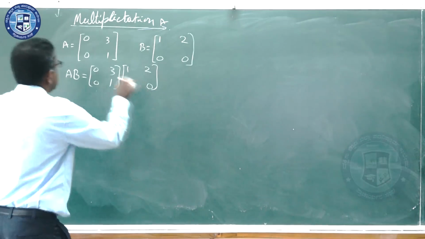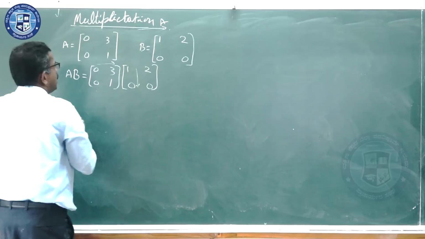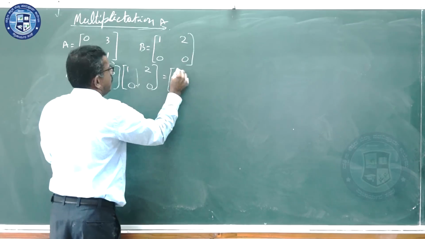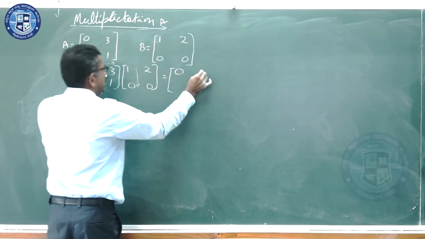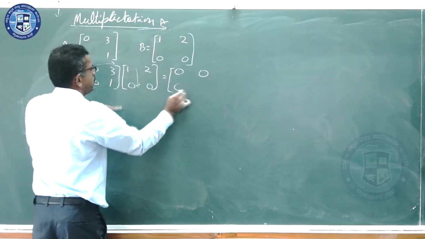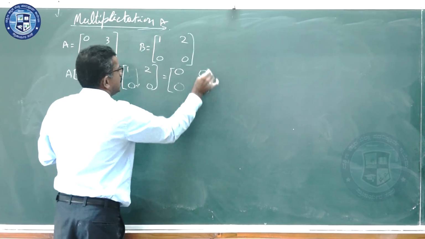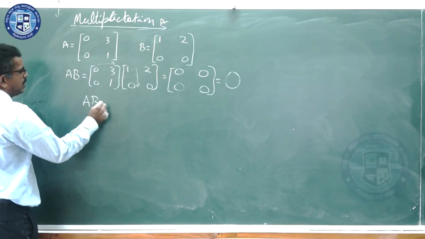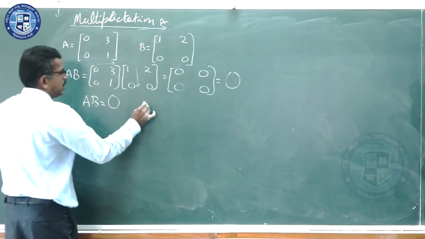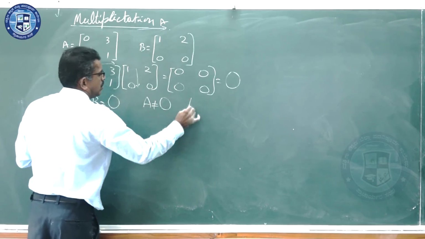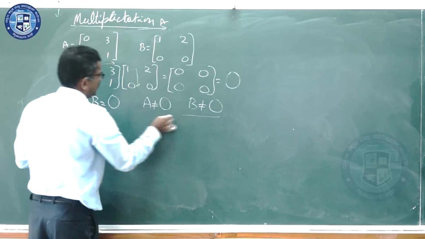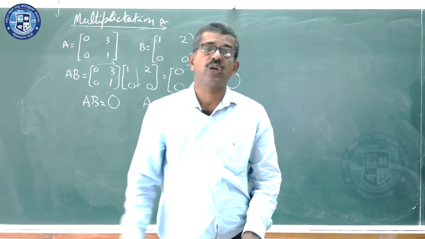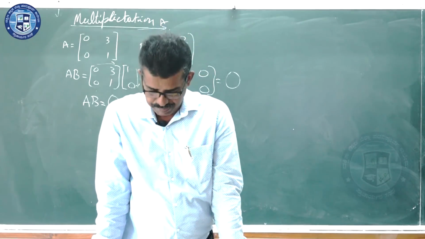What do you expect here? Rows are multiplied with the columns. 0 into 1 is 0, 3 into 0 is 0. So the first element is 0. Similarly, the second element is 0, the third element is 0, the fourth element is 0. So we get a null matrix. Clearly, A into B is a null matrix, but A is not a zero matrix and B is also not a zero matrix. One simple example. We shall continue with the properties of matrix multiplication.